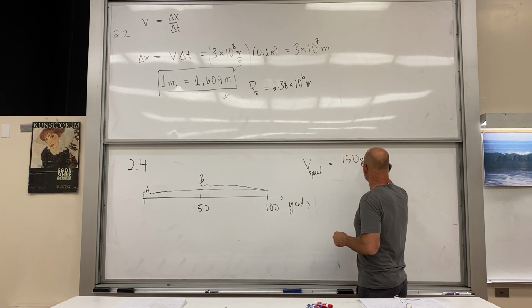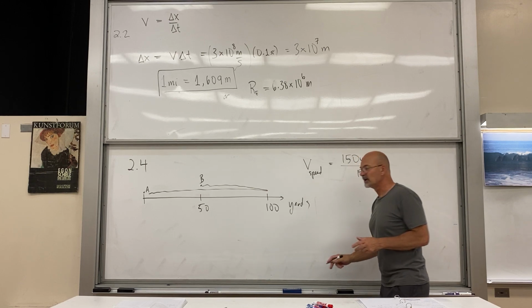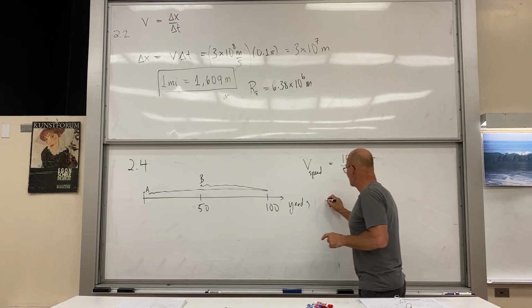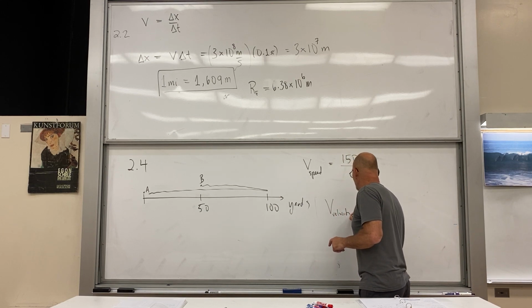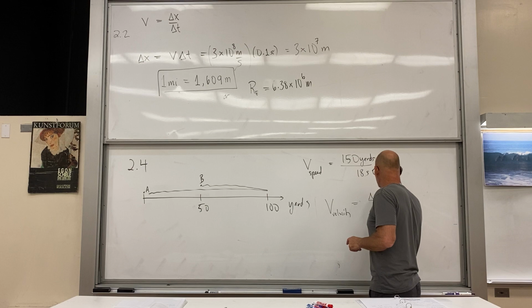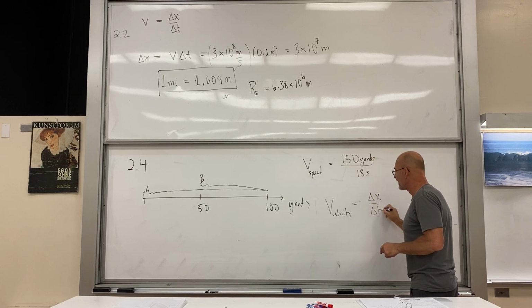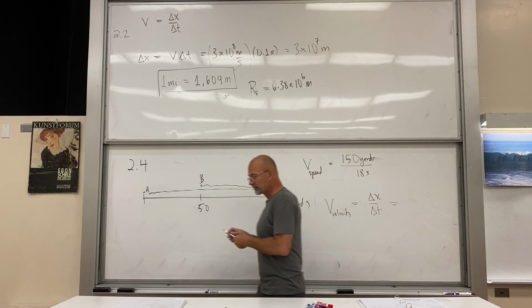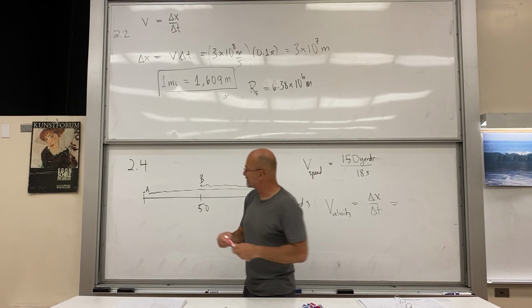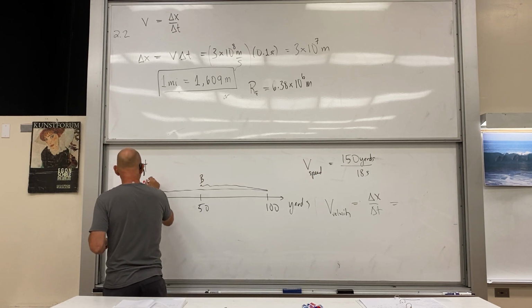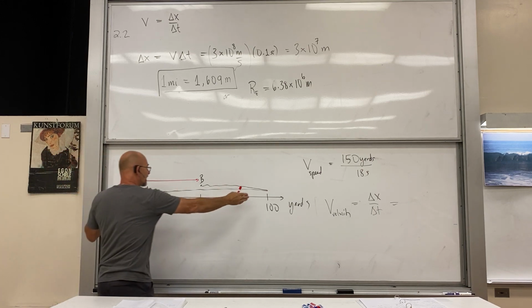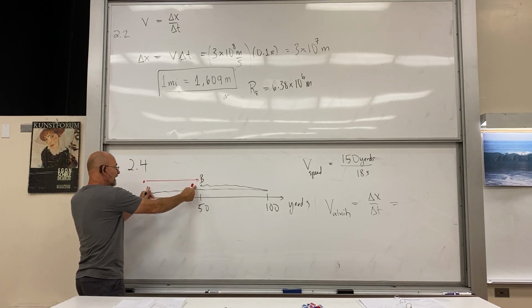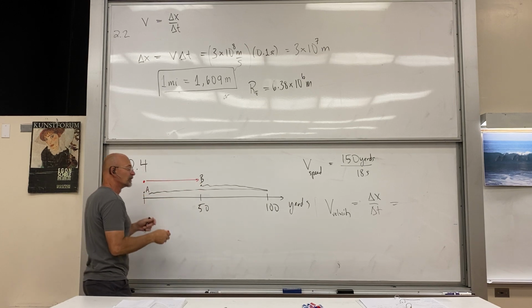150 yards in 18 seconds. Okay, you do the rest. The velocity is the displacement over time. And the thing about the displacement is, I'll use a different color, it's just from here to there. It doesn't matter that he went to the 100 and came back again. His displacement is 50 yards in the positive direction.